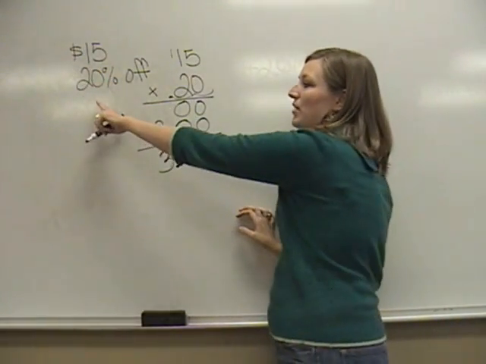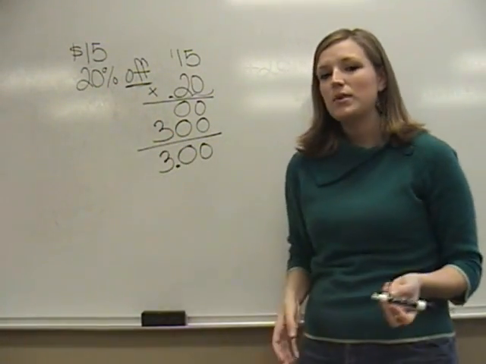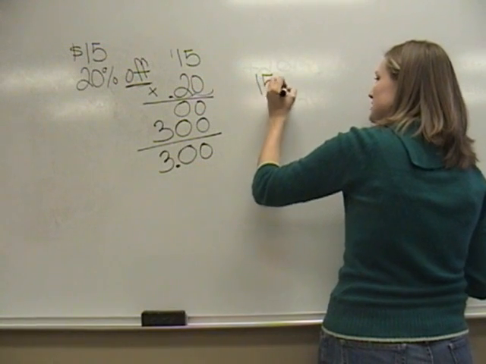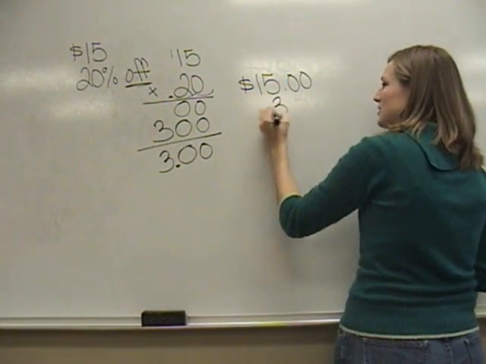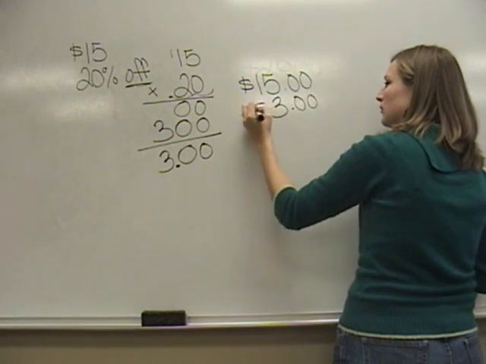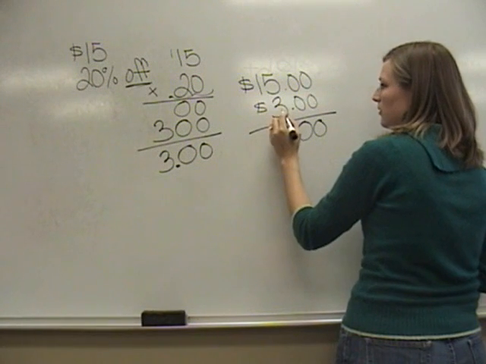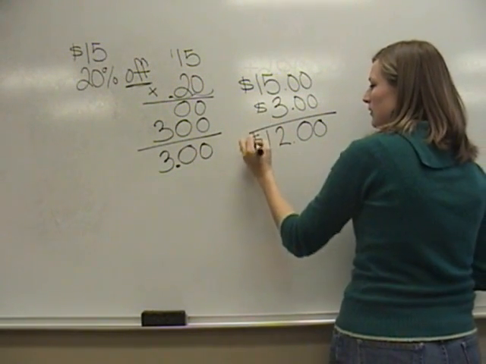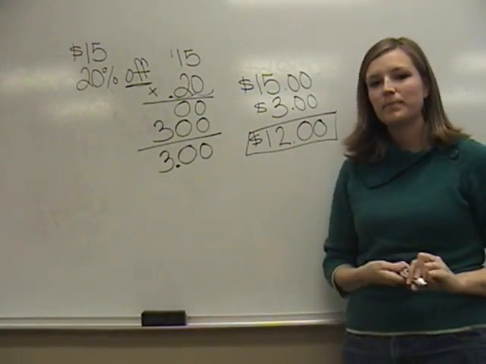Now in my problem, I wanted to take 20% off. That word off means I'm going to subtract. So I'm going to take my original $15, subtract the $3, 5 minus 3 is 2. And the sale price of that hat is $12.